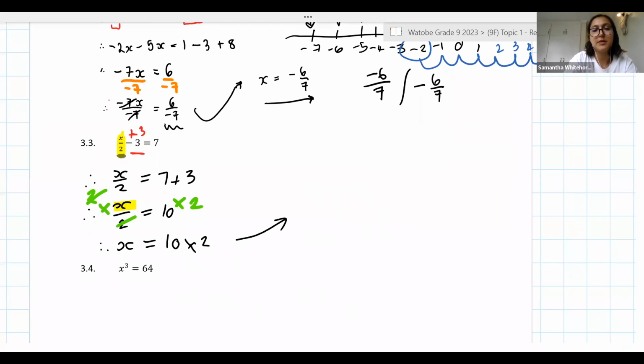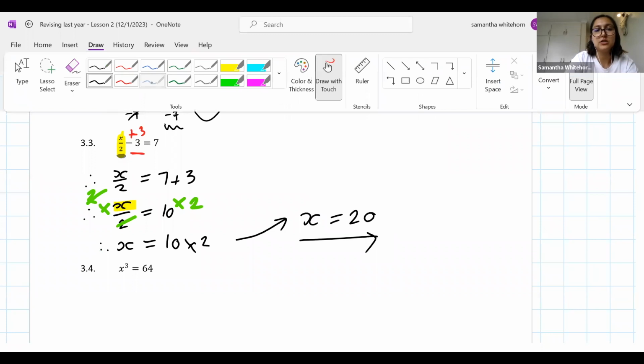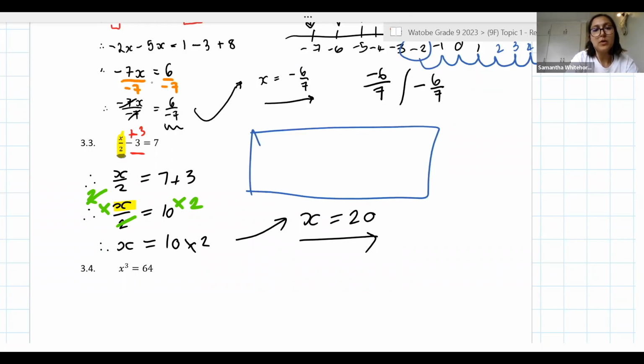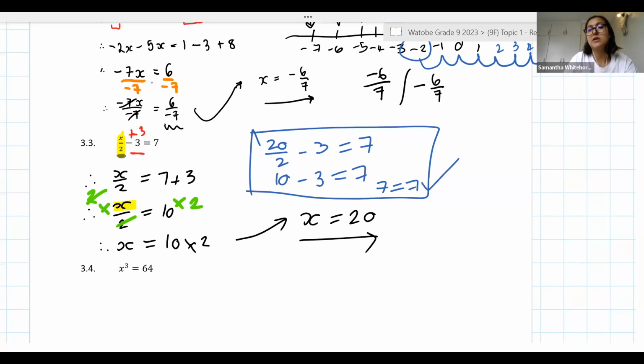I'm just going to carry on up here. And again, you can go and double check yourself if you want. If you go and put 20 back into this original fraction, we would have 20 over 2 minus 3 should equal 7. 20 divided by 2 is 10. 10 minus 3 we know is 7. And so we do get that 7 is equal to 7. And so my value for x that I've gotten is correct.